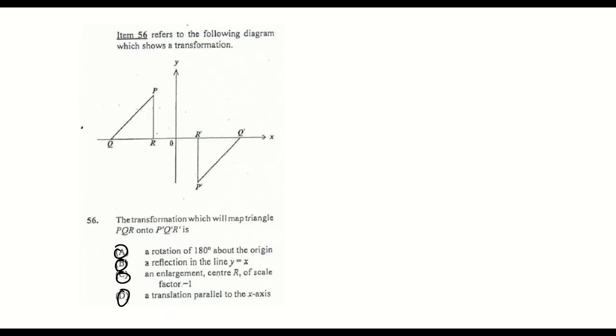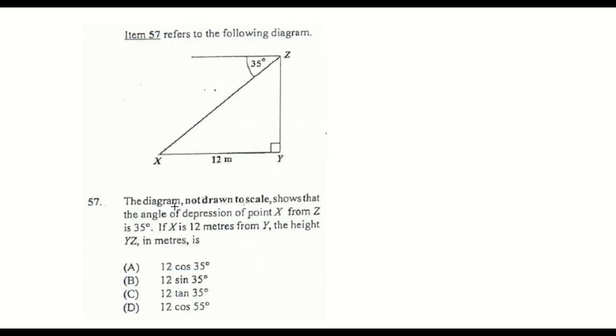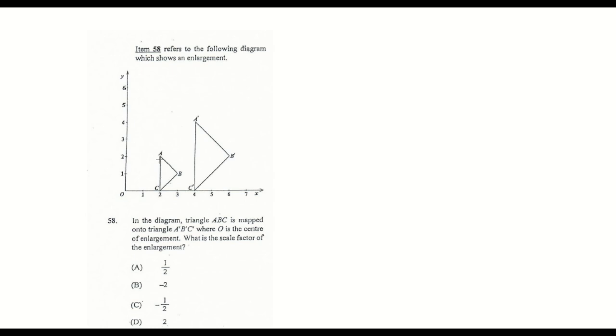Hold on. Why is it not this? I circled it. It's not this, not this, not this. It's E, right? Then item 57, you want this. This is 35, and this is 55. So let's see. If I'm using 35, this is my adjacent, this is my opposite. I want YZ, right? So tan 35 is equal to the opposite over 12. So do I have 12 tan 35? I do, so the answer would be C.